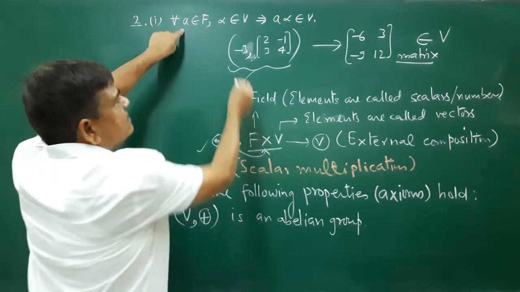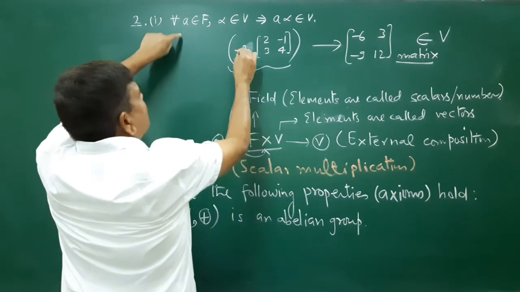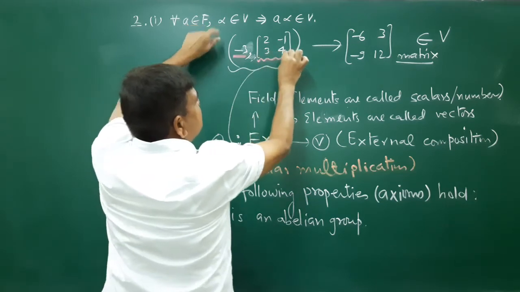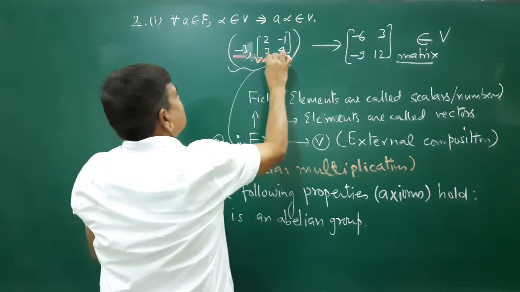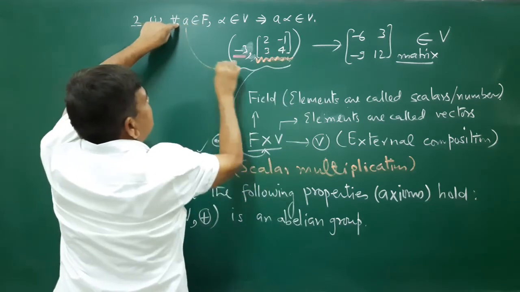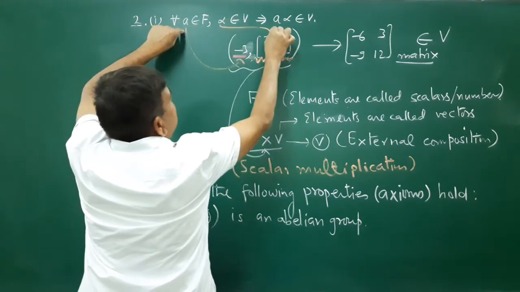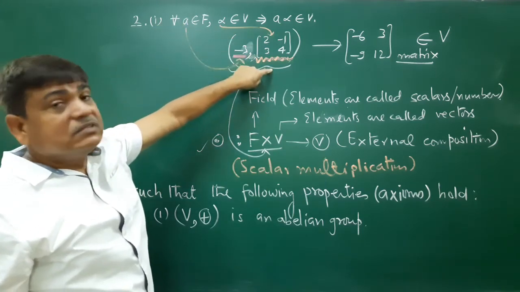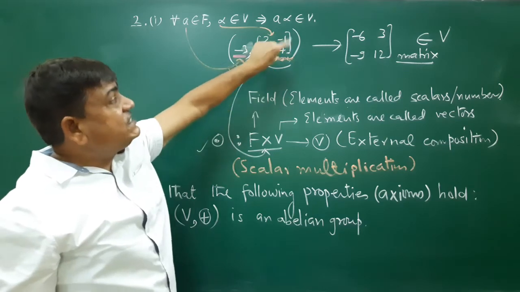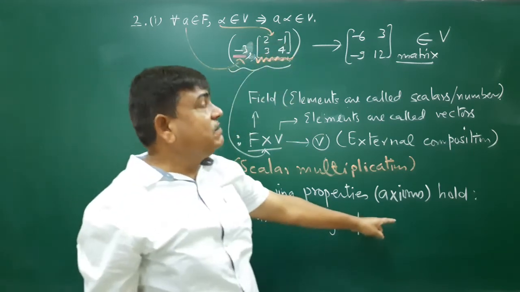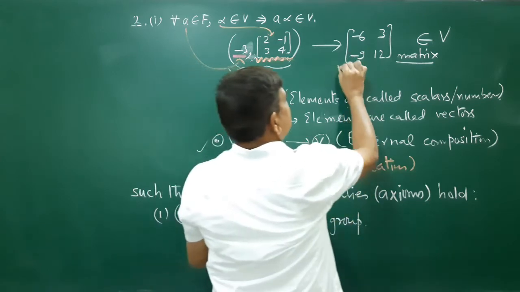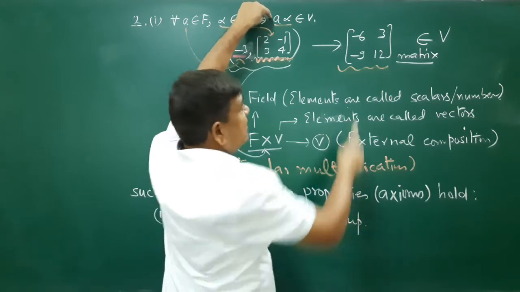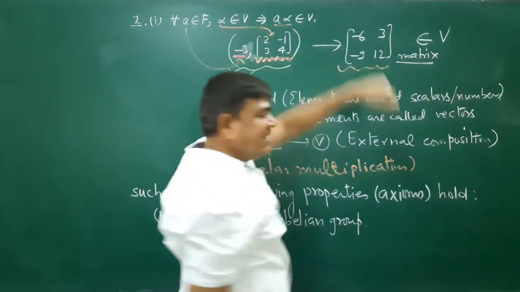What is A? Here it is minus 3. A means this. What is alpha? Alpha means this. A means this, alpha means this one. For all, the operation is applied. What is the operation? Scalar multiplication. What is the result? Here this is the result. That means this one, and this must be an element of V.